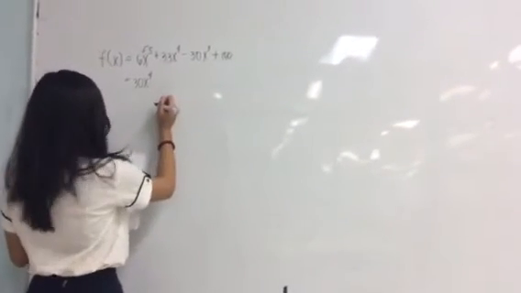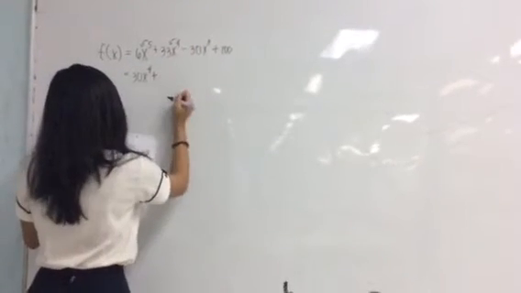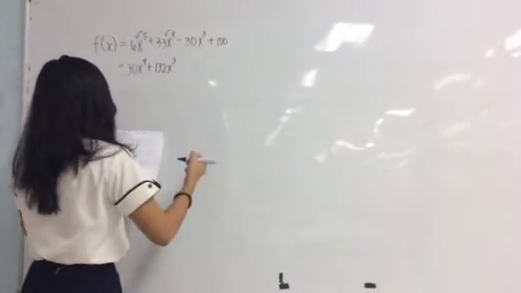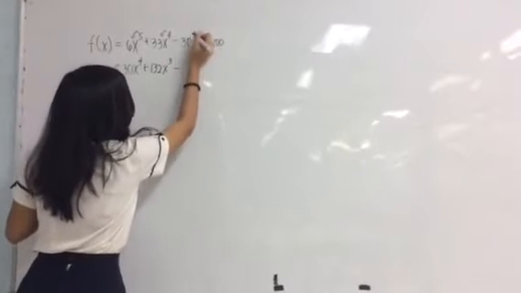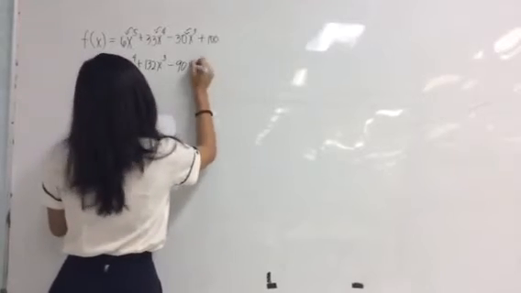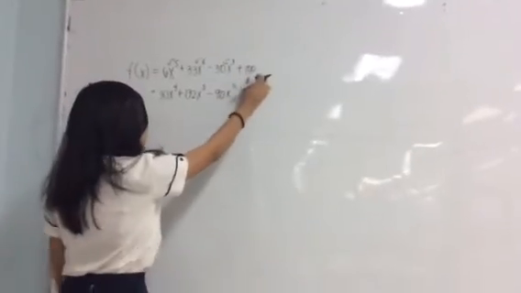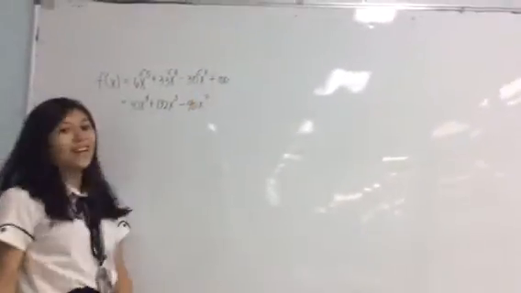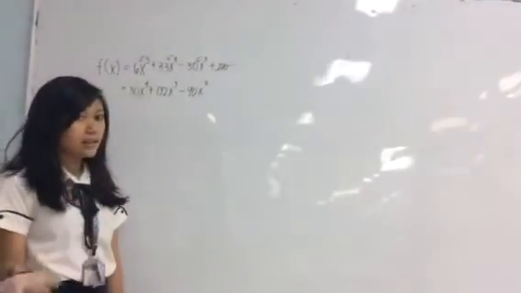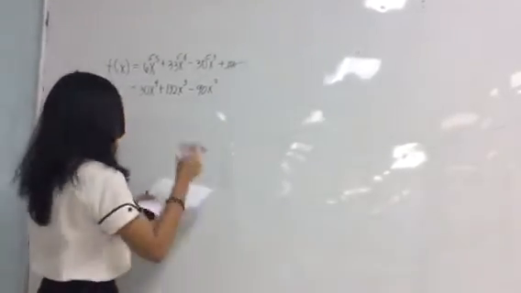Next, 4 times 33 is equal to 132x cubed. Then 30 times 3 is equal to 90x squared. So where did the 100 go? Okay. We have to cancel this one because it's a constant number. So no need to put 100 because, as I said, it's a constant number.